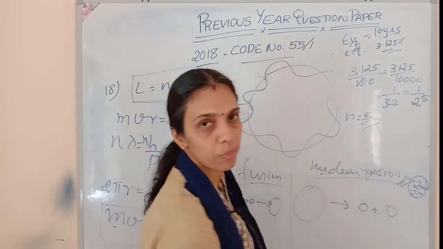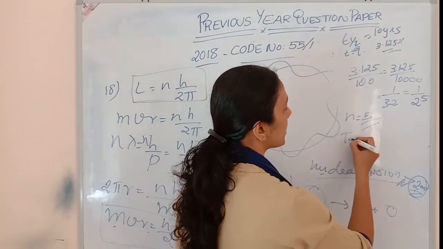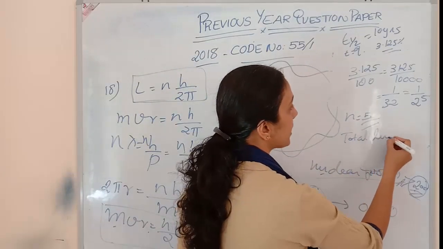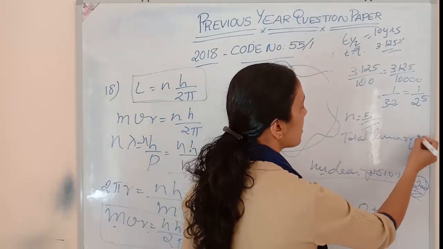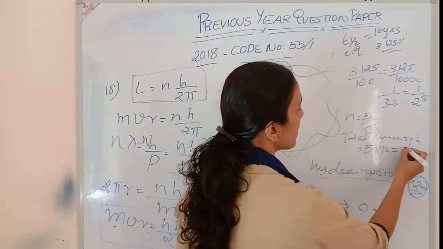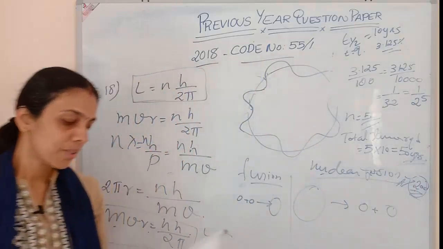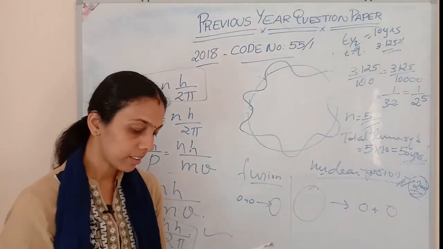It is 1 by 2 to the power n, isn't it? The half-life is 10 years, so the total time required is n times the half-life, 5 into 10, that is 50 years. Okay, clear? This is how we will do it.